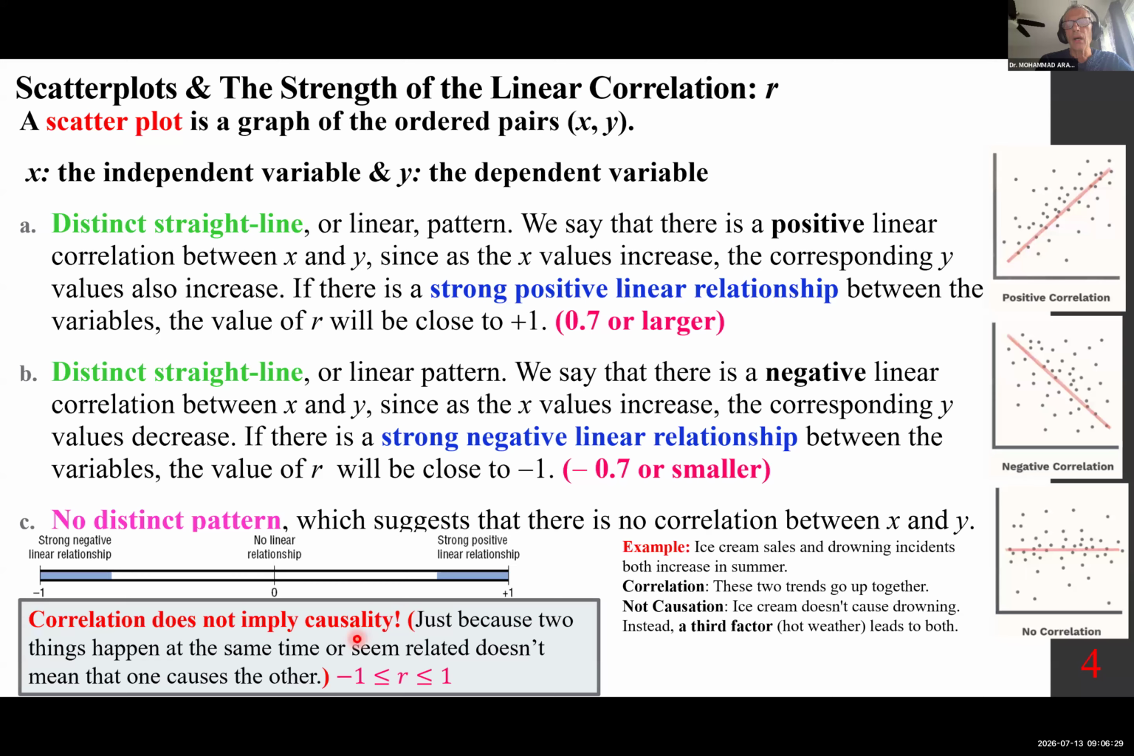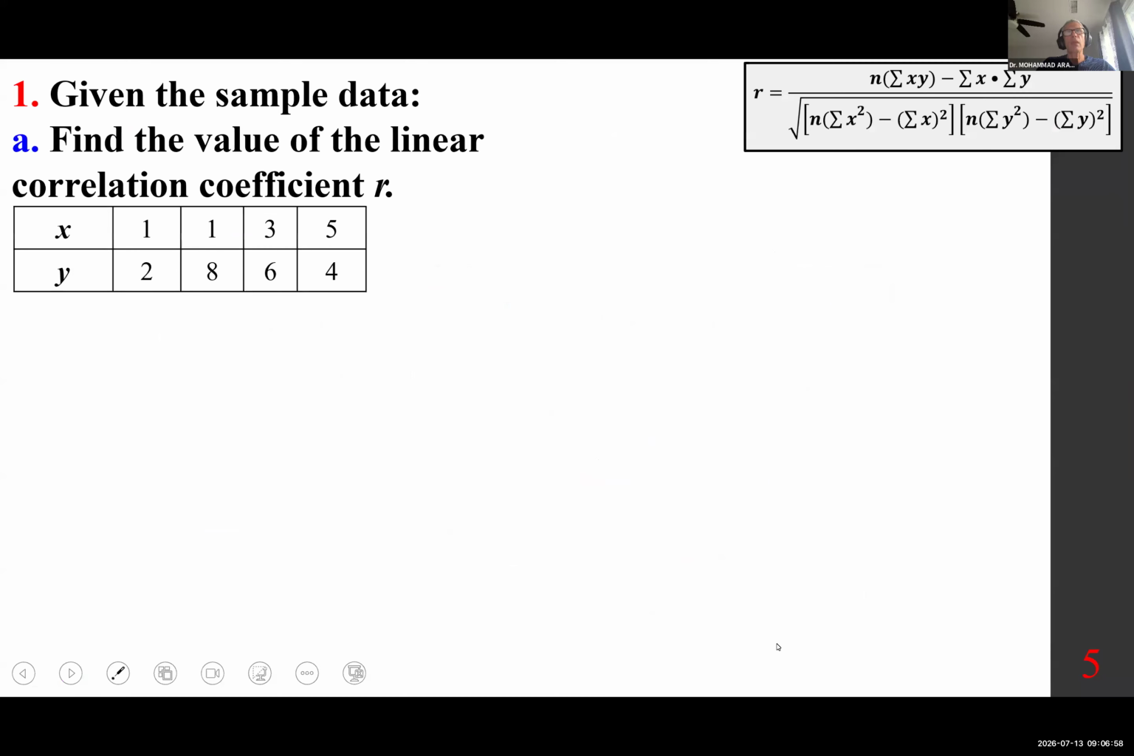For example, ice cream sales and drowning incidents both increase in summer. Correlation, these two trends go up together. No causation. Ice cream doesn't cause drowning. Instead, a third factor, hot weather, leads to both. So it's important to understand the concept of correlation versus causation. What causes it to happen?